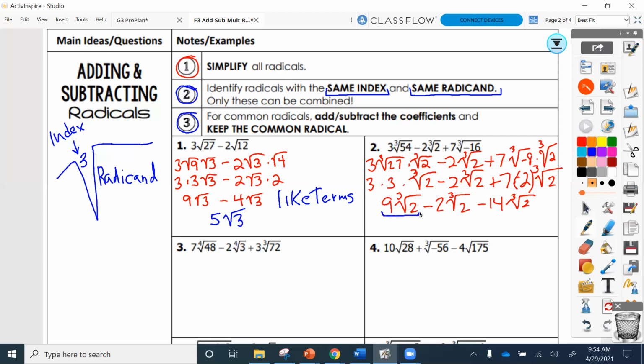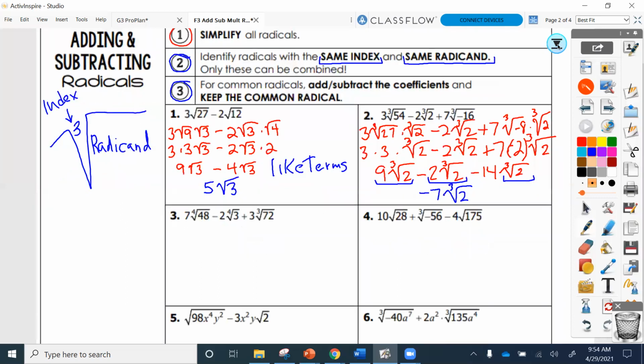So all 3 of these are the cube root of 2. So we've got 9 minus 2, that's 7. And then 7 minus 14 is -7. So we've got -7 of these things that we're calling cube roots of 2. All right, let's keep going.